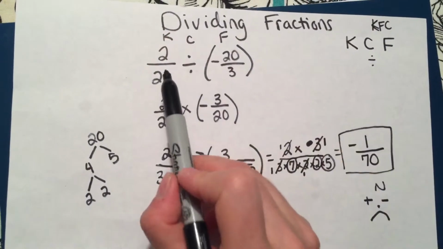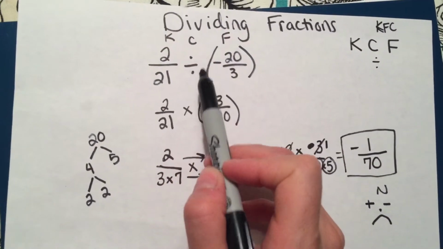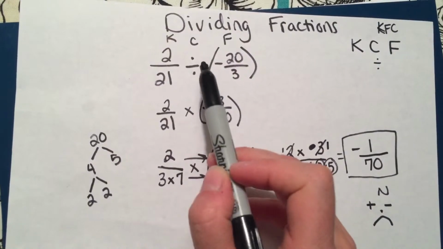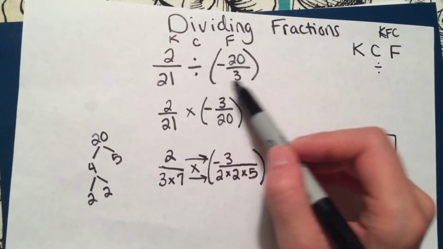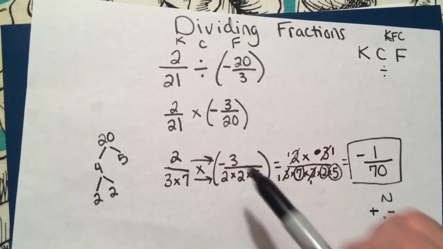So again, I kept the first fraction. You always change your division to multiplication when you divide fractions, and then flip or do the reciprocal of the second fraction.